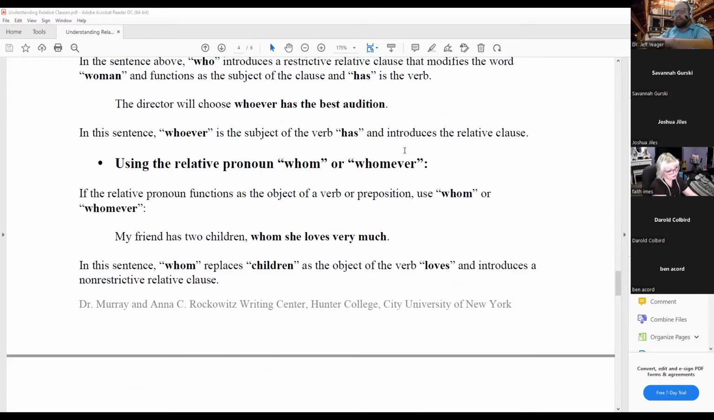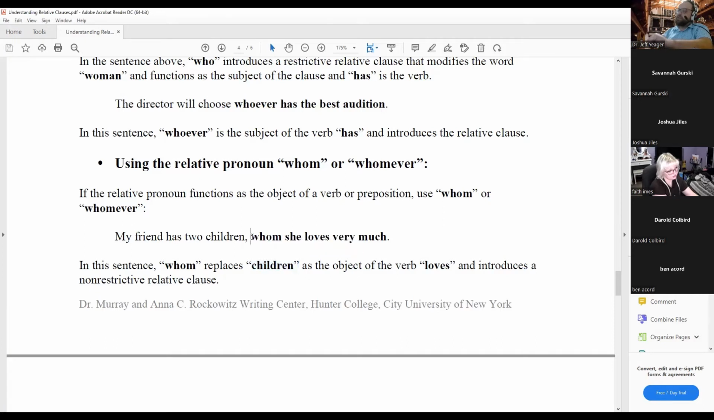So my friend has 2 children whom she loves very much. If you cut that phrase out and just put a period at children, the sentence makes sense. So if you say my friend has 2 children who she loves very much, again, that's a case where it sounds okay to your ear. In spoken English, it's actually fine here. But in written English, you're supposed to use whom in this case.